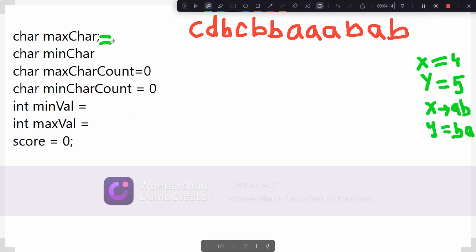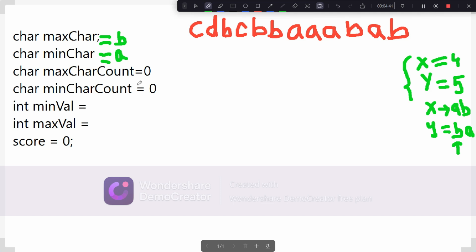To check max char, we will look for X and Y. So here Y is greater, right? Then Y gives BA, right? So the first char, B, would be our max char. So let me take it B, and A would be our min char. And if X was greater, then it would be vice versa, right? This is as simple as that. So we are done with max char and min char, right?